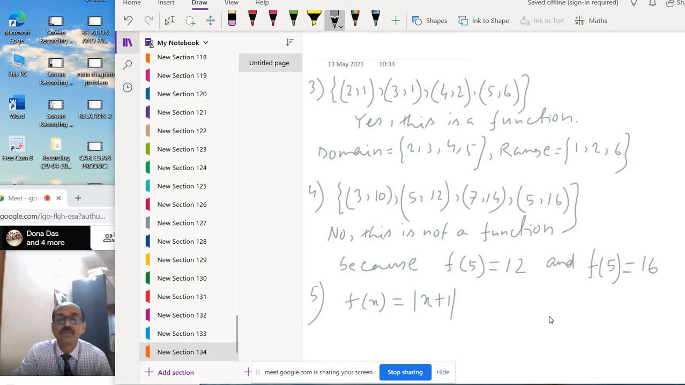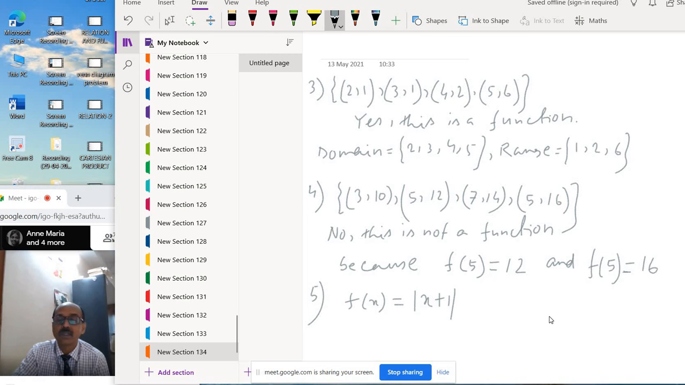If you take x is 1, it's okay, 1 plus 1 is 2. If you take x is minus 1, then also it is possible: minus 1 plus 1 is 0, okay. A fraction like 1 by 3 you can also take. So any value you can take, then what is the domain of this function?